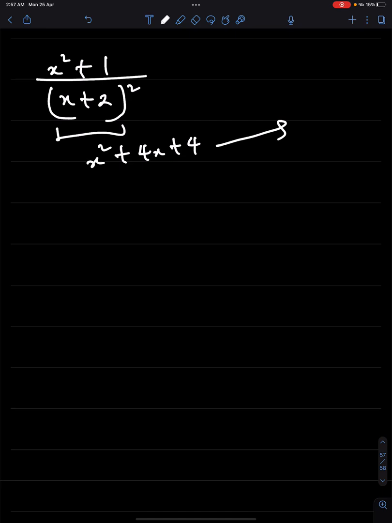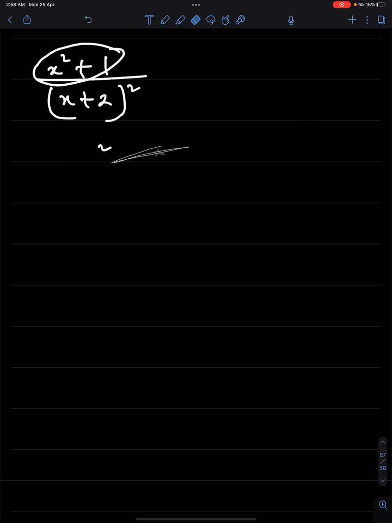So that means the degree of the denominator is 2, pardon me, and the degree of the numerator is also 2. We already talked about how to determine the degree of a polynomial. That simply means this is an improper fraction because the numerator and the denominator have the same degree. So the first thing to do is to reduce it to a proper fraction.